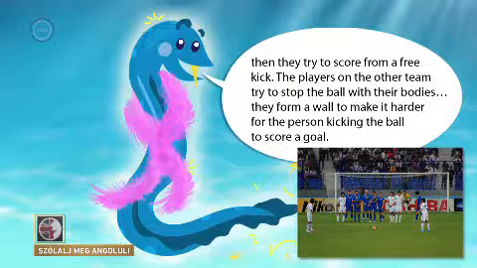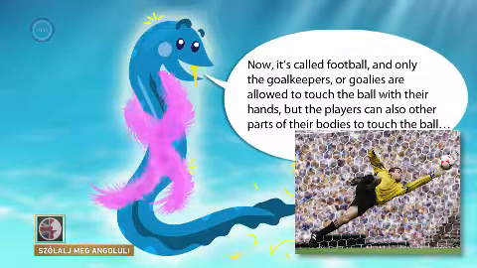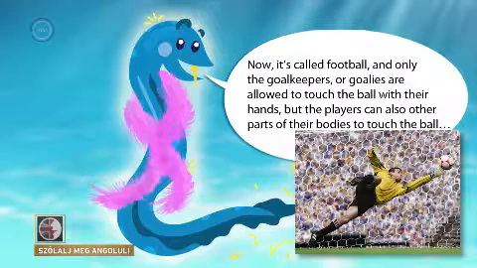Then they try to score from a free kick. The players on the other team try to stop the ball with their bodies. They form a wall to make it harder for the person kicking the ball to score a goal. The goalkeeper tries to stop the ball crossing the goal line. The goalkeeper can use his whole body, but goalkeepers like to use their hands to stop or catch the ball. Now, it's called football, and only the goalkeepers or goalies are allowed to touch the ball with their hands.